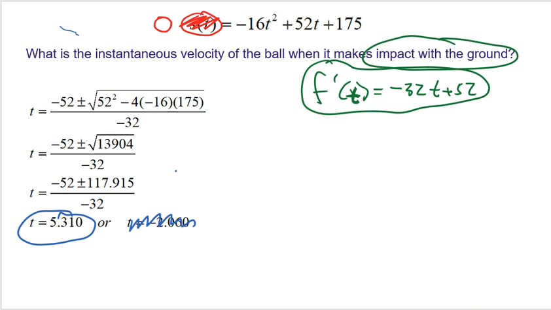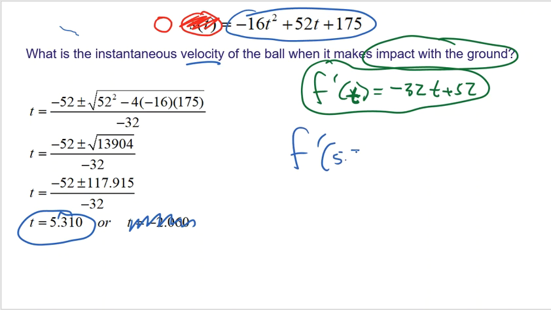If you're looking to not do all this ugly quadratic formula work, I highly encourage you to simply type the position function into Desmos and click on the x-intercept and you will see 5.310. So now to find the instantaneous velocity when that ball hits the ground, all I really have to do is plug that time into my derivative.